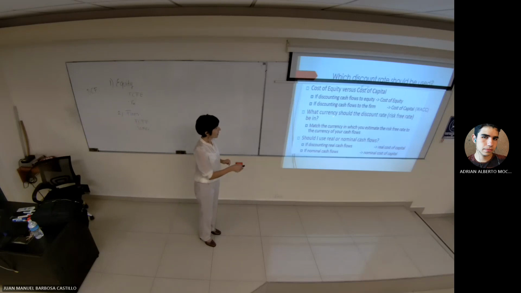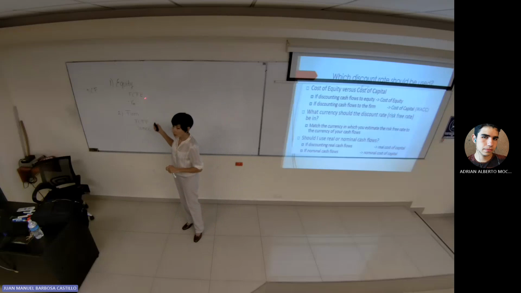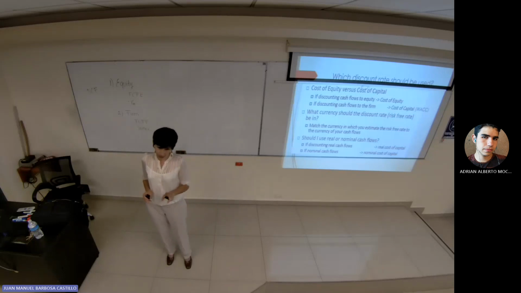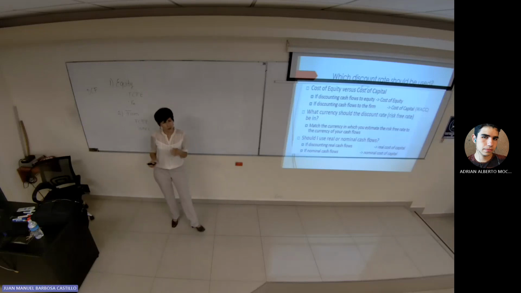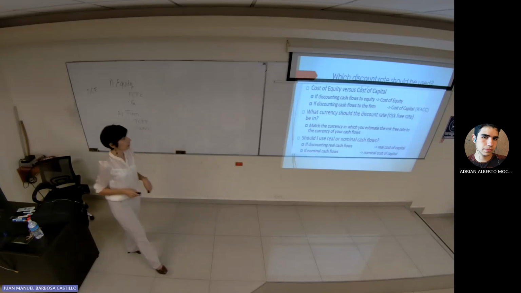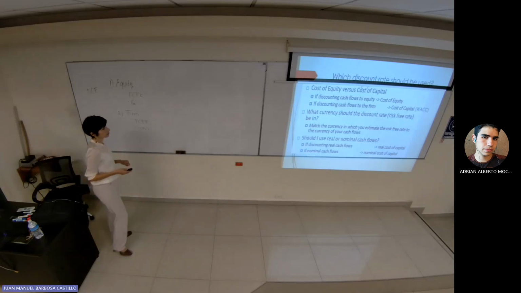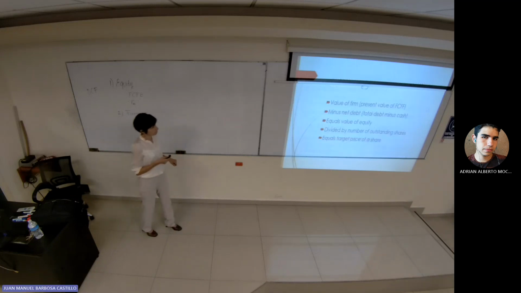Okay? Now, important. Match the currency in which you estimate the risk-free rate to the currency of your cash flows. If you are working with US dollars, for any reason, you cannot use CETE as the risk-free rate. If you are using pesos in your cash flows, you cannot use the treasury bill as the risk-free rate. Is that clear? So you have to be consistent all the time, all the time. Okay?